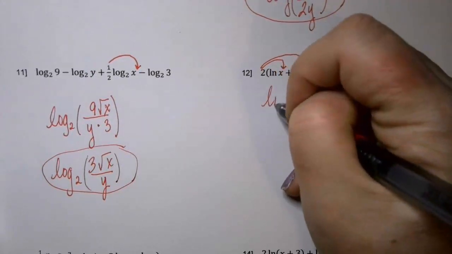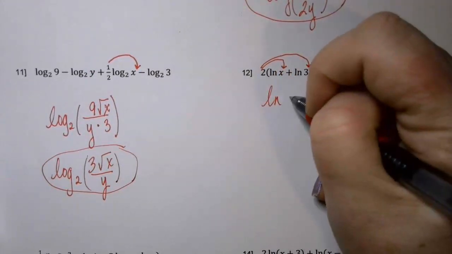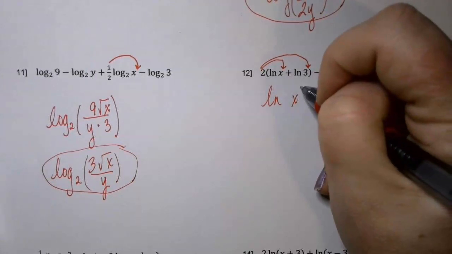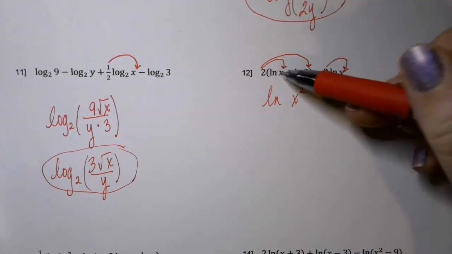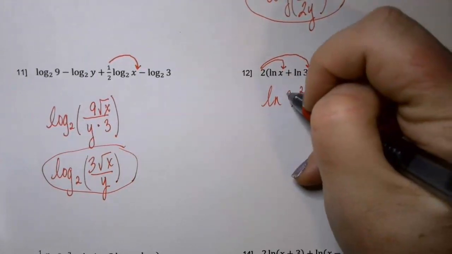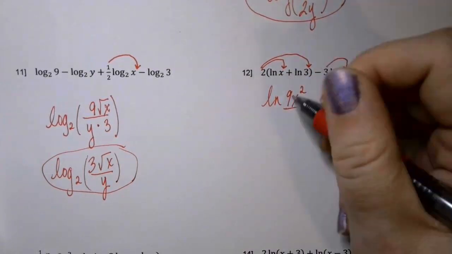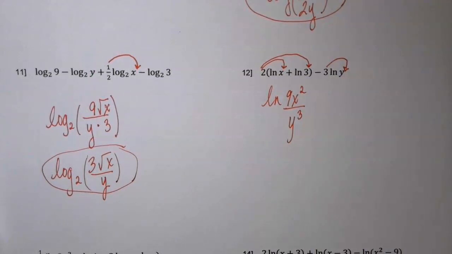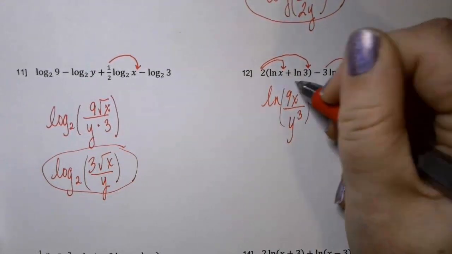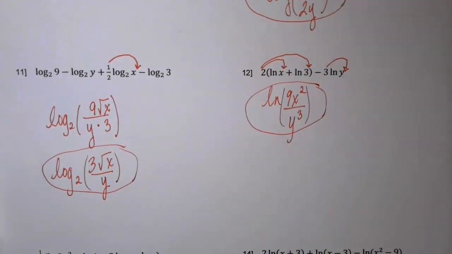So we'll condense this into a natural log with an x squared in the numerator. Then 3 squared is 9, also in the numerator. And then our y cubed is in the denominator, and that would be the condensed and simplified form.